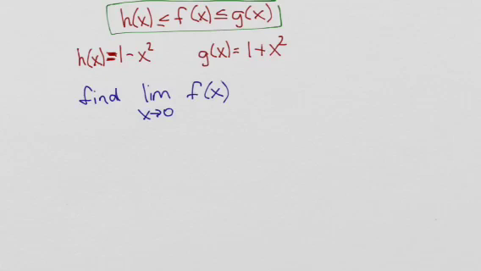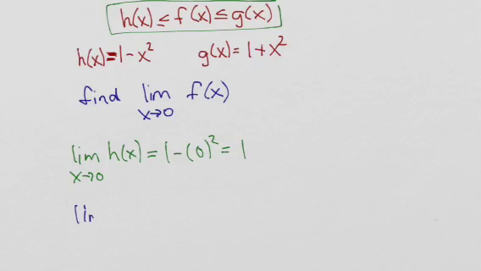So what we're going to do is first find the limit as x approaches 0 for the h of x function. And we find out that that means 1 minus 0 squared, which equals 1. And then we're going to do the same thing for the g of x. We're going to find the limit of the g of x function as x approaches 0. And that would be 1 plus 0 squared, which also equals 1.